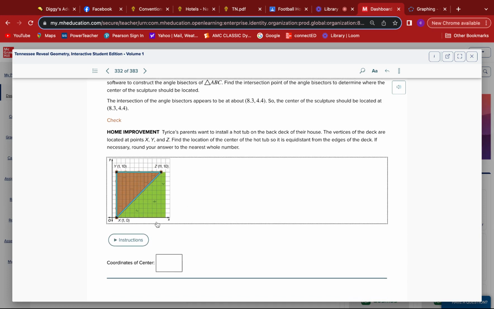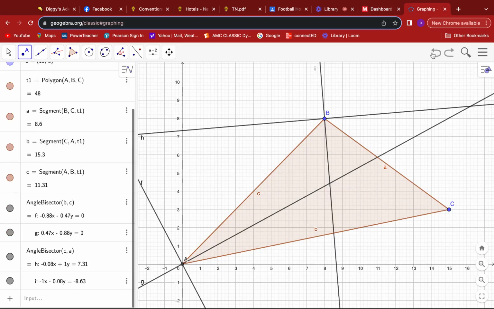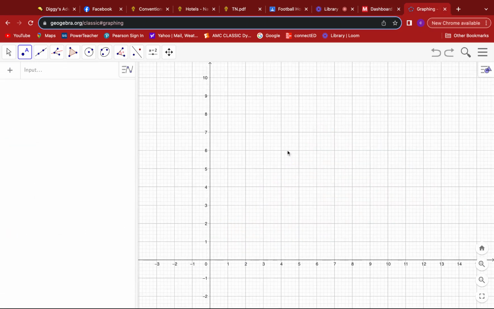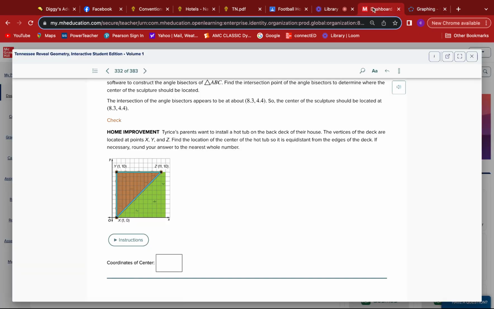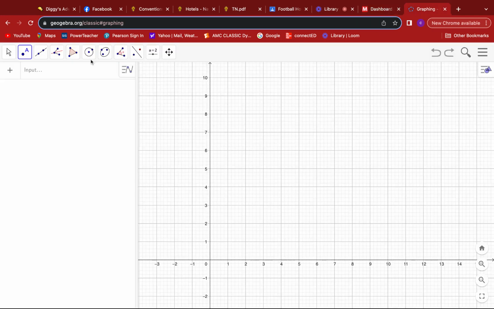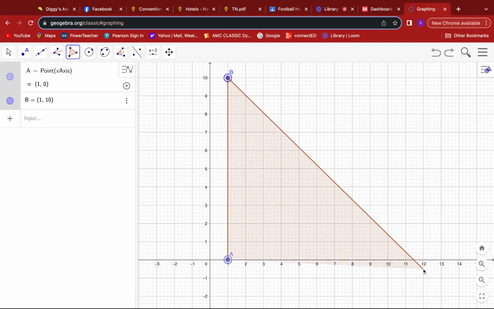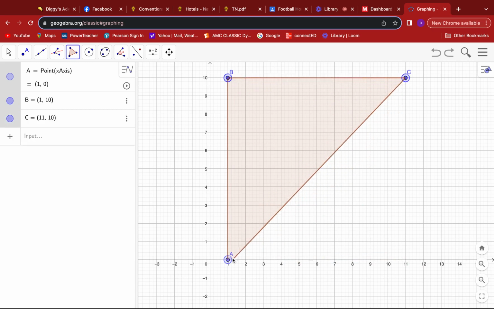All right, well, no problem. I'm going to erase all of this in my GeoGebra. The points are (1, 0), (1, 10), and (11, 10). So let me back out. I need it big enough for 10 in both directions. So (1, 0), (1, 10), and (11, 10). Don't forget to go back to your original.